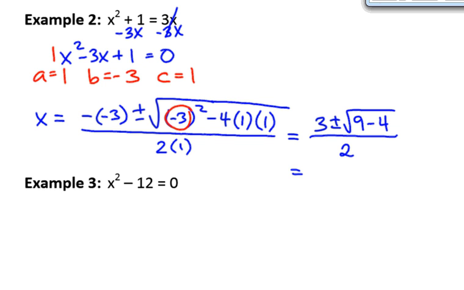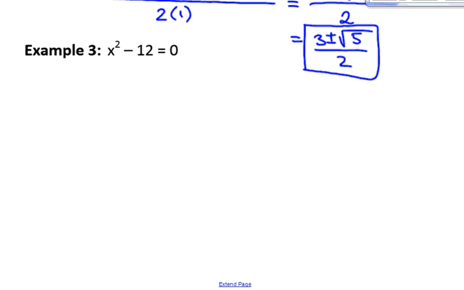This one's pretty easy because when I simplify, 9 minus 4 is 5. 5 is simplified. There is no perfect square inside of 5, so we actually don't have to do more steps like we did in example 1. 3 and 2, neither of those have anything in common, so this one is actually pretty easy. We're done. Okay? All right, last example, example 3.